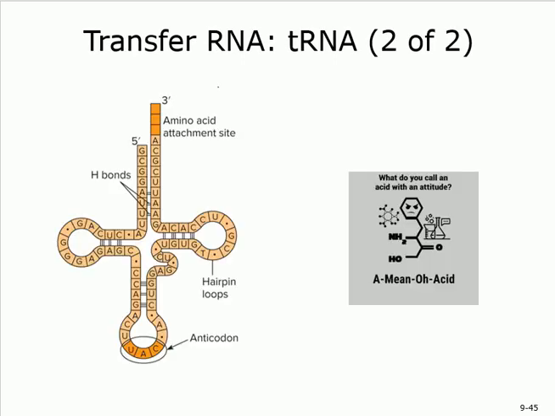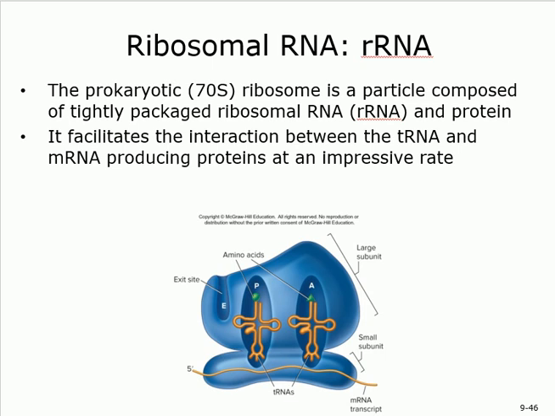So this piece right here is called the anticodon, right? And this is what's going to fit with the messenger RNA. What's the third one? It's called the ribosomal RNA, which is in the ribosomes. And what's the ribosome? The ribosome is ribosomal RNA packed with protein. So there is a difference between ribosome and ribosomal RNA? Yes. Ribosome is ribosomal RNA packed with protein.